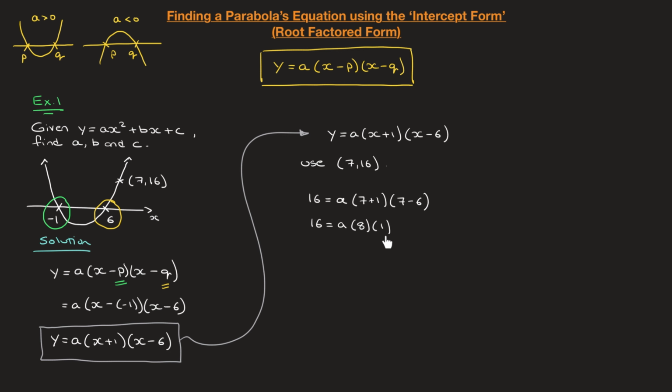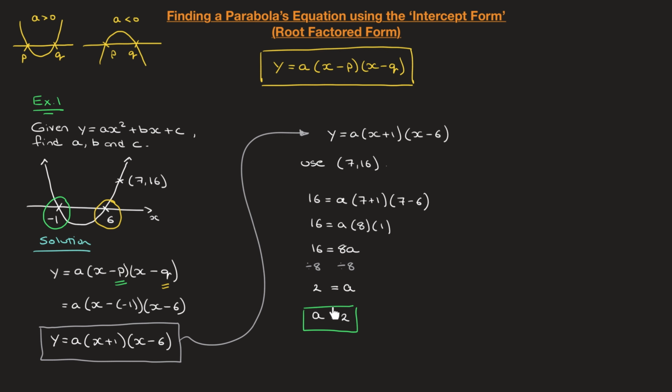Now, on the right-hand side here, we have a times 8 times 1, which is just 8 times a. So this is 16 equals 8a. And finally, since this 8 is multiplying a, to get rid of that 8, all we have to do is divide both sides of this equation by 8. So on the left-hand side, we have 16 divided by 8, which is 2. And on the right-hand side, of course, we have 8a divided by 8, which is a. So 2 equals a, in other words, a equals 2. And we now have the value of the leading coefficient a.